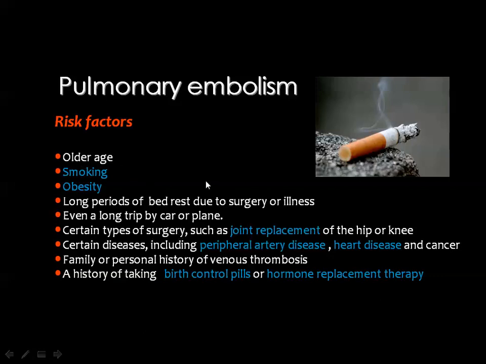Then we'll start by the pulmonary embolism, and here are the risk factors, which include the age, of course, obesity, and the smoking, which is related to many of the thoracic diseases. Also, the bed rest after surgery or chronic illness, for example, a long trip by car or plane, and major surgeries like joint replacement of the knee or the hip, peripheral artery disease, cardiac disease, and the family or personal history of venous thrombosis, some of the contraceptive pills, and hormone replacement therapy.